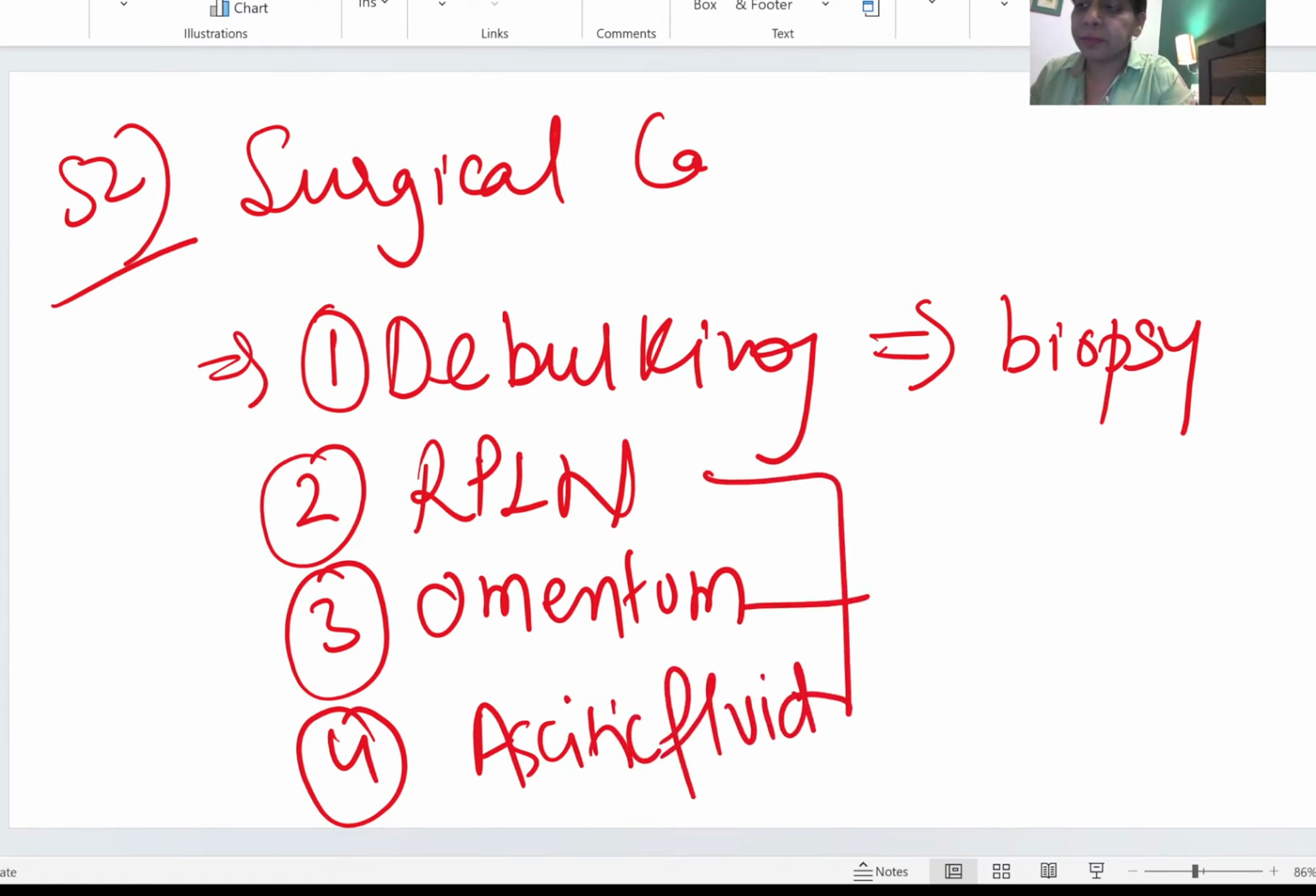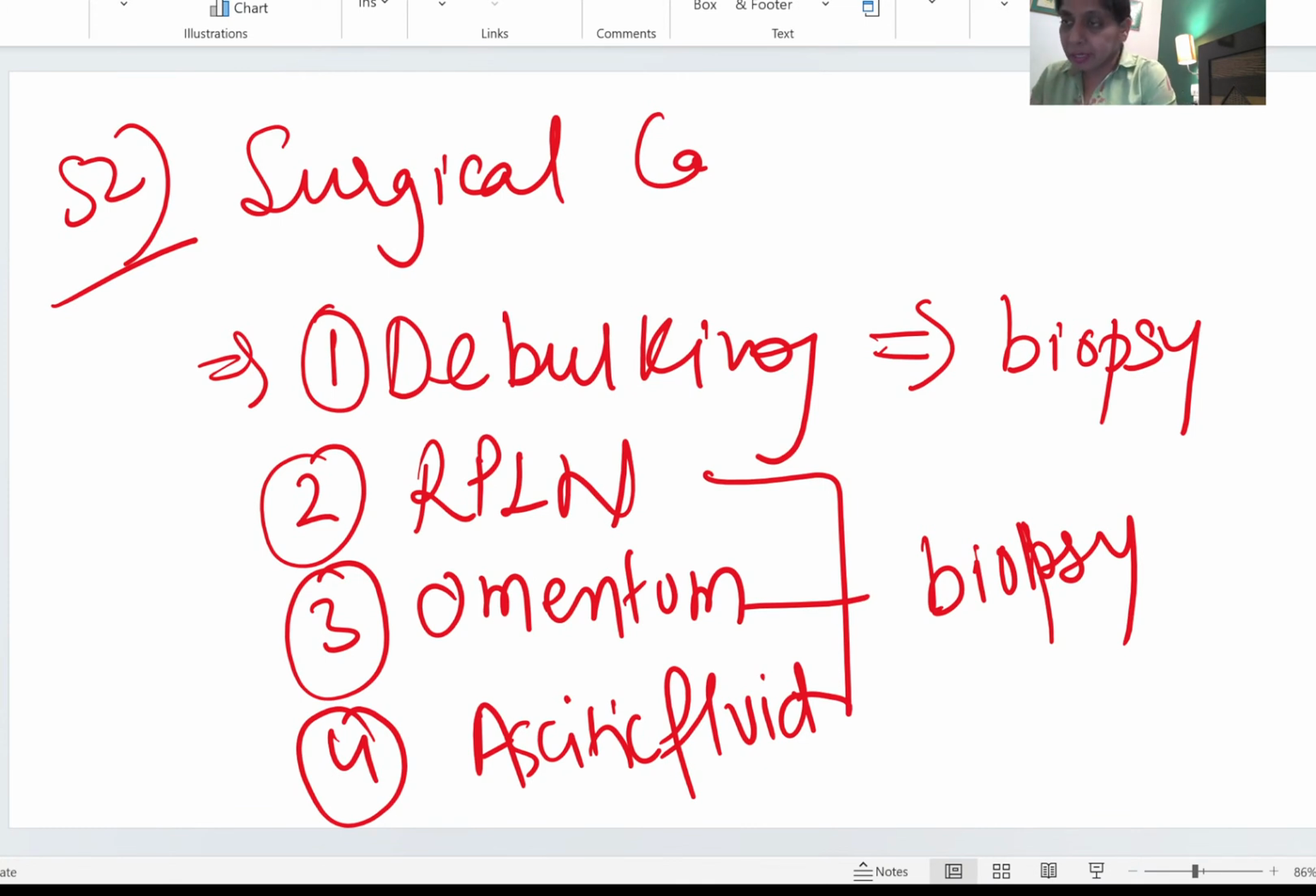These are the suspicious areas which you have to send for biopsy: retroperitoneal lymph nodes, omentum, and ascitic fluid. Okay, so these are the 4 steps that you have to do during the surgery of a patient with an ovarian mass with tumor marker positive.